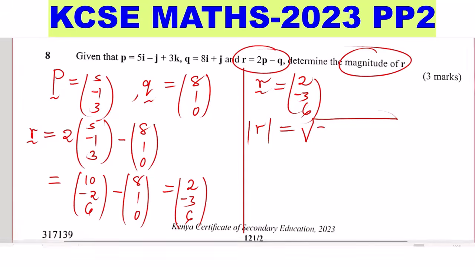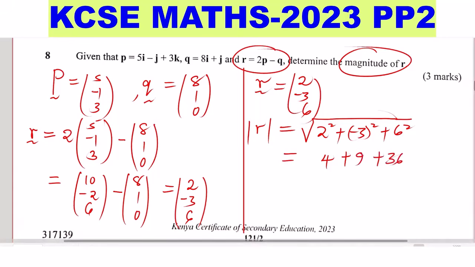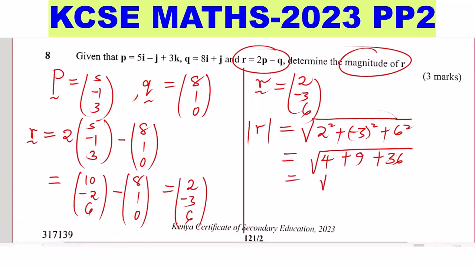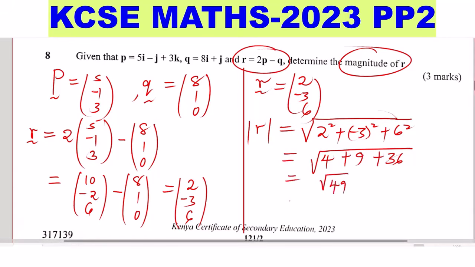So 2 squared plus negative 3 squared plus 6 squared. This is how we get the magnitude. So this will give 4 plus 9 plus 36. And this will give the square root of 49. And it will give the magnitude as 7 units.